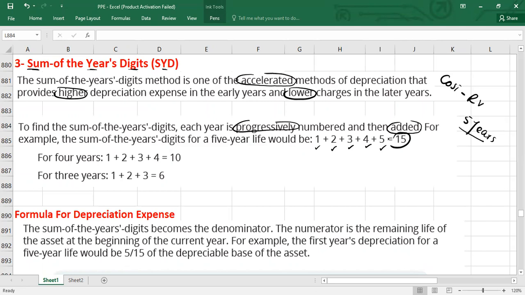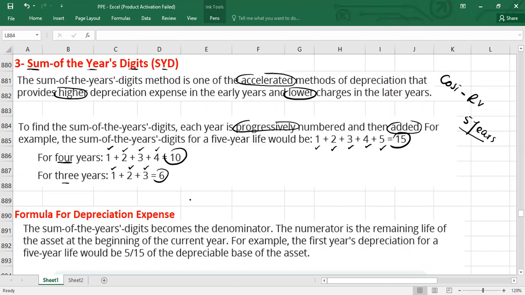to depreciate the asset. So here, if an asset has a 4 year life, you will progressively write year one plus year two plus year three plus year four. It will give you the sum of the years digit as 10. This will be the denominator in the formula. In the same way, if you have 3 years, you will write progressively year one plus two plus three. It is going to be a total of 6.